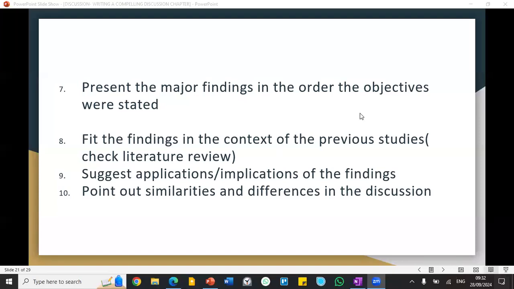You are saying number 8, you have to fit the findings in the context of previous studies or the literature. You need to have read your work.